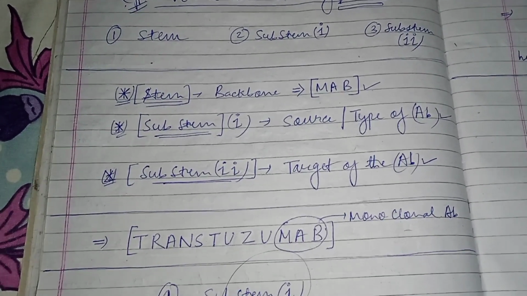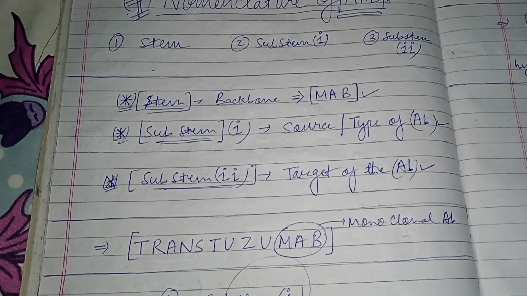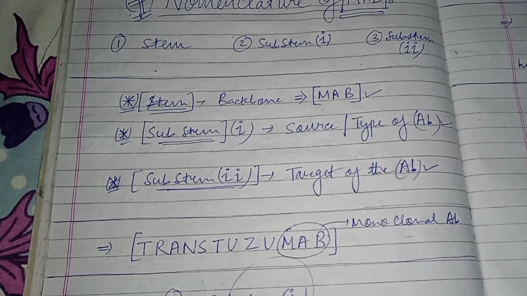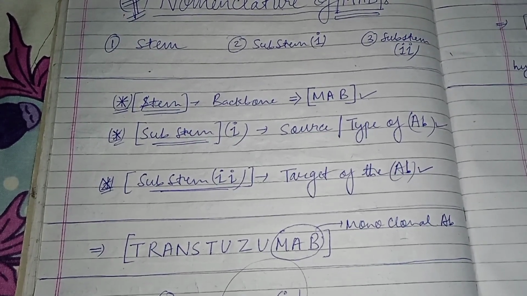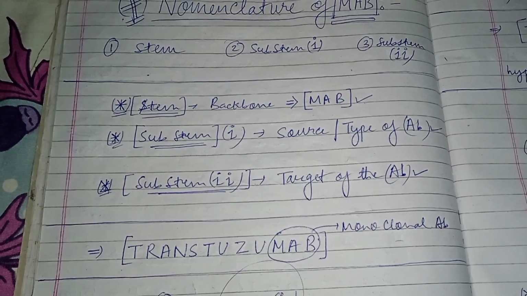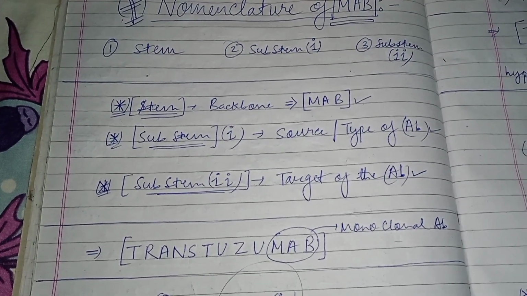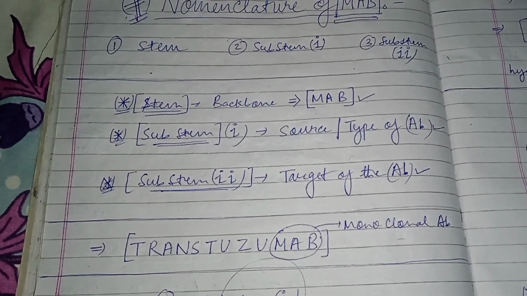I repeat, the term stem refers to the backbone, that is monoclonal antibody, mAb, which is the suffix, and it is fixed. Then the substem 1 portion tells us about the source and the type of the antibody. The substem 2 tells us about the target of the antibody. I hope it is clear. So now let's look at one example.